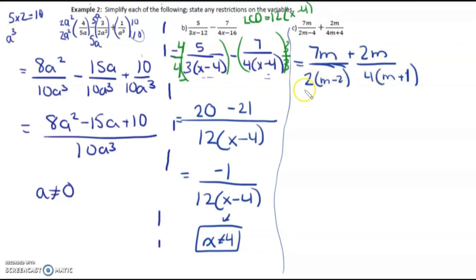Okay, so for the constant part, the 2 and the 4, the lowest common denominator is going to be the 4. And then these brackets are not equal, so we're going to have m minus 2, m plus 1. This entire expression is going to be our denominator.